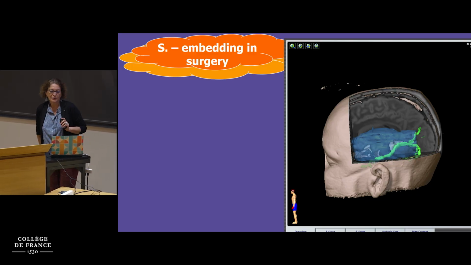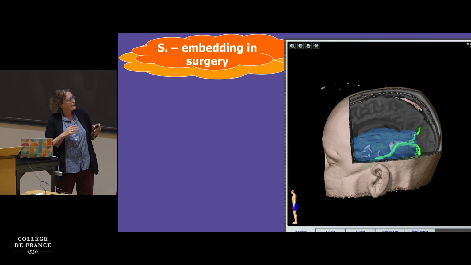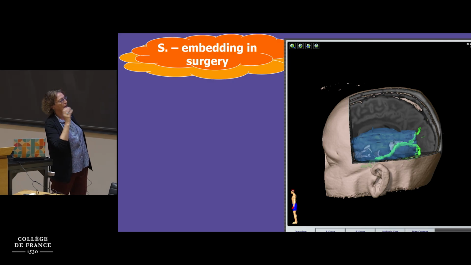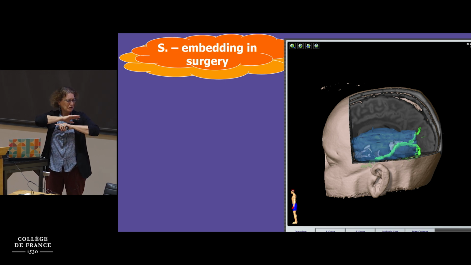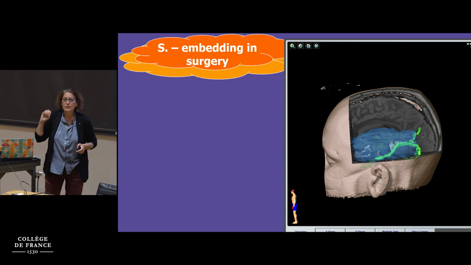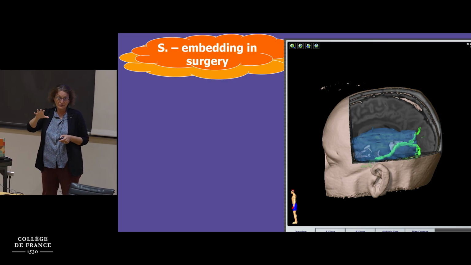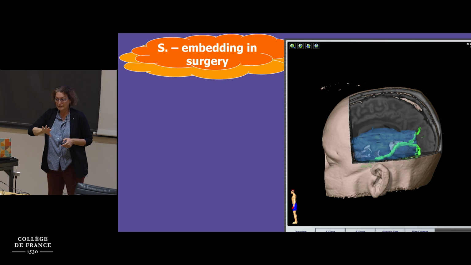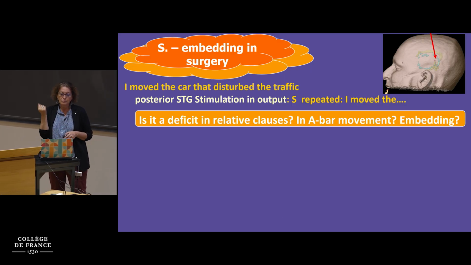I'm going to finish with the embedding in surgery. This is S, a very, very intelligent person who came to us. You can see in blue a huge tumor. In the beginning, he was completely unable to speak, nothing. And then, because he had a lot of edema, he received steroids, and then he became much better. We assessed him in surgery. When I said, "I moved the car that disturbed the traffic," he repeated, "I moved and stopped."